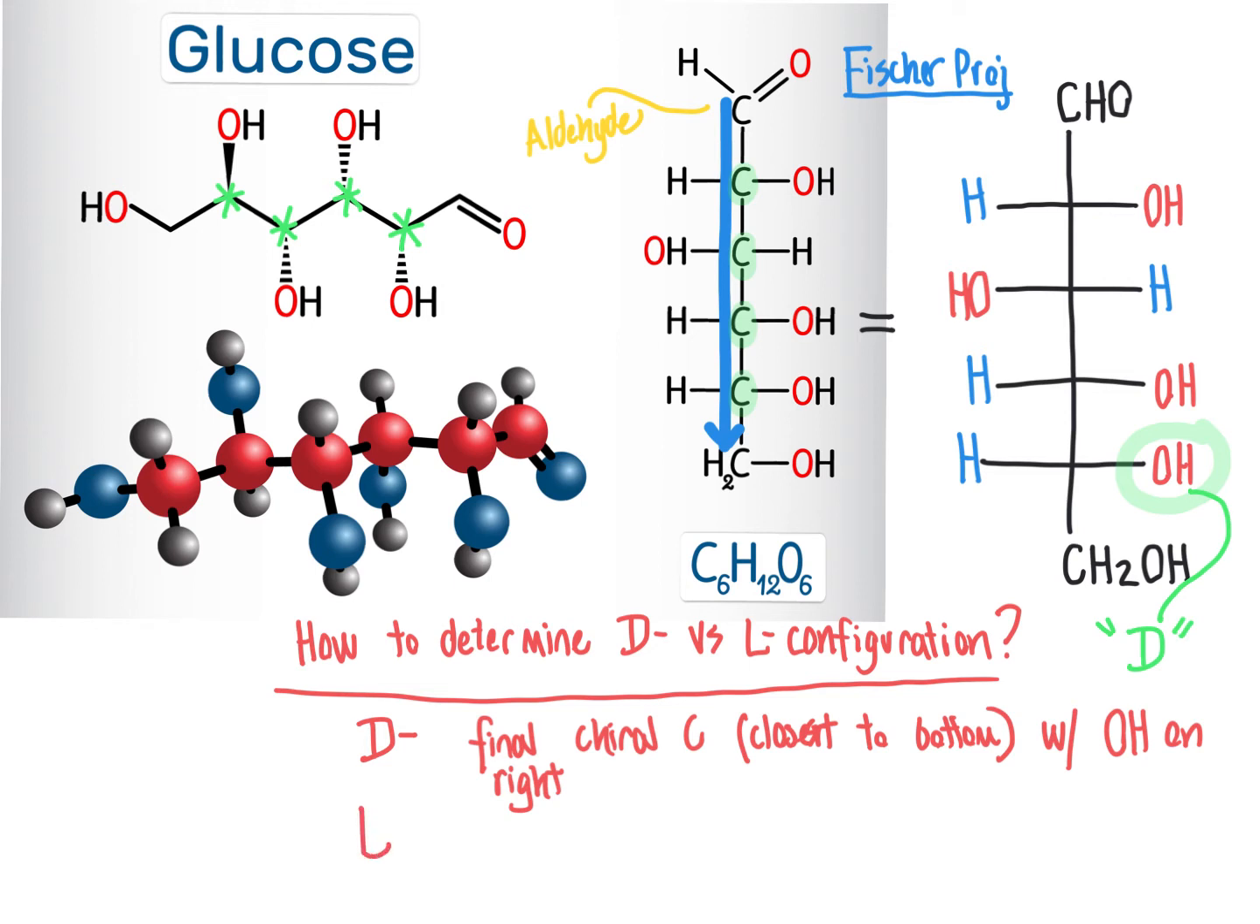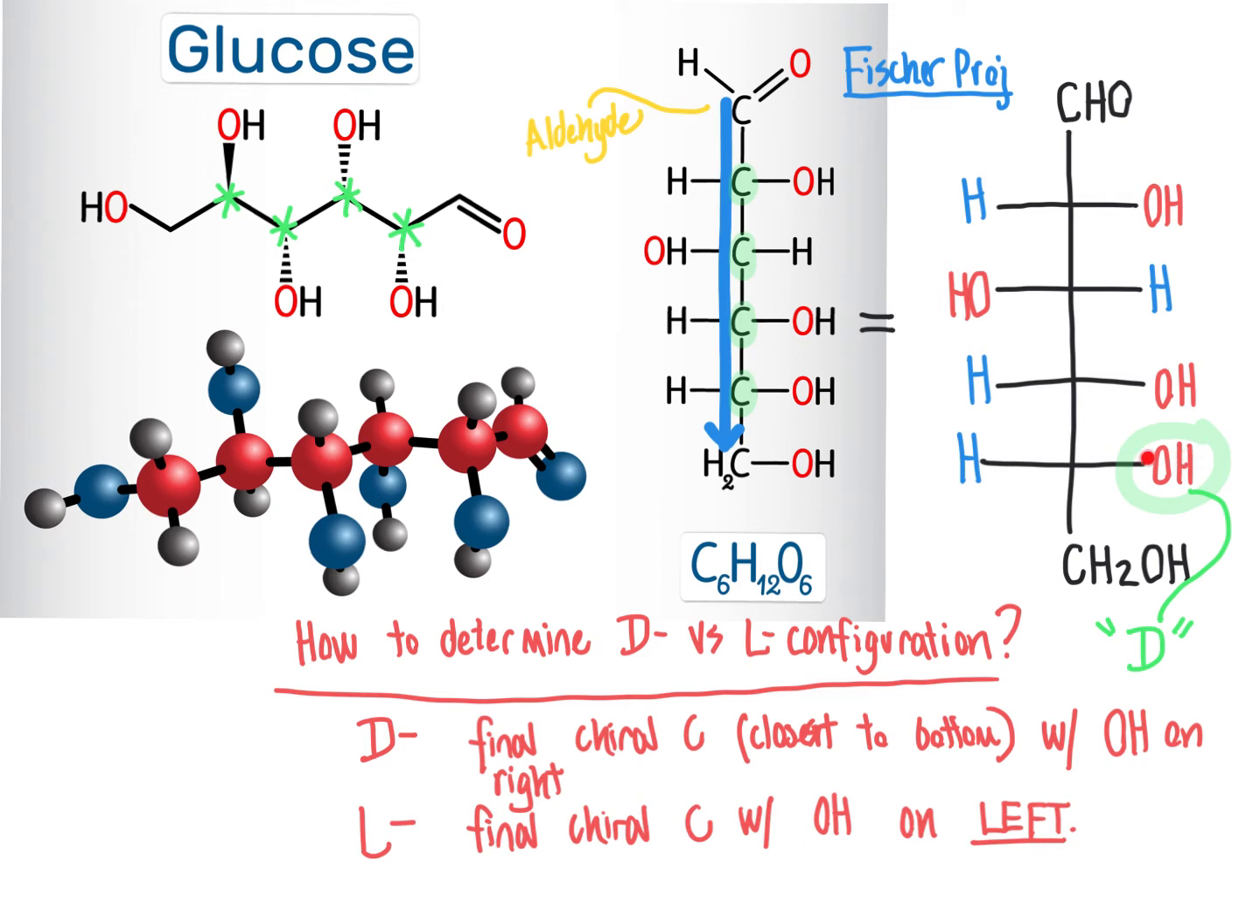On the other hand, the L configuration of glucose or any other sugar would refer to the situation where the final chiral carbon, that is the chiral carbon closest to the bottom, has the OH group, instead of being on the right, on the left. That would enable the molecule to be referred to as the L configuration.